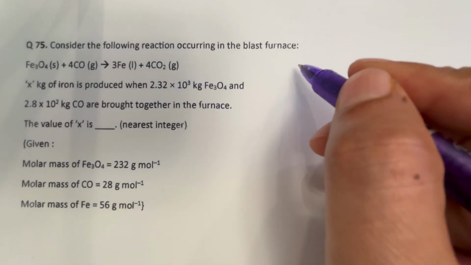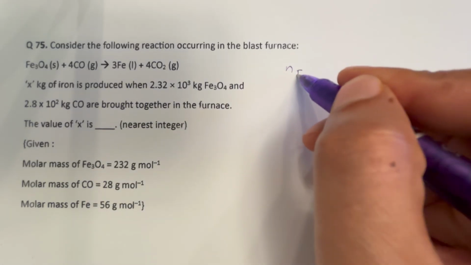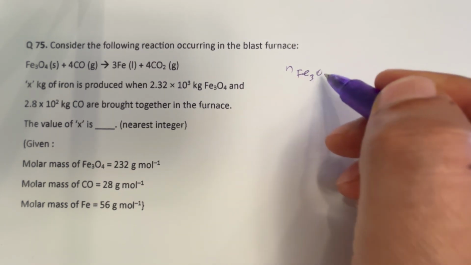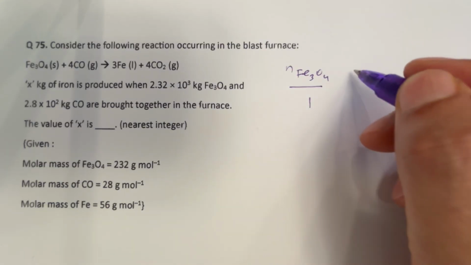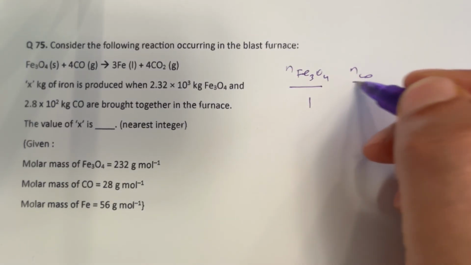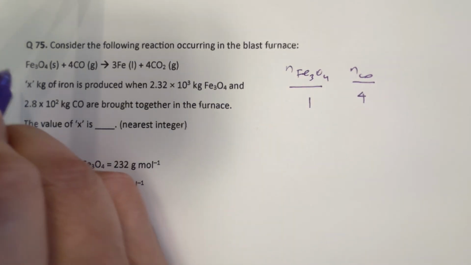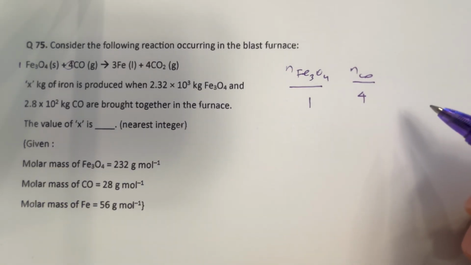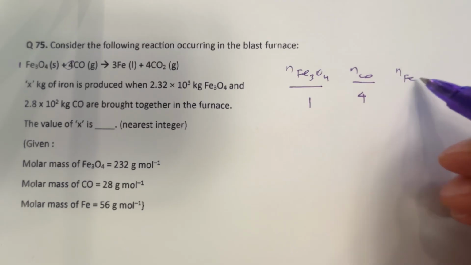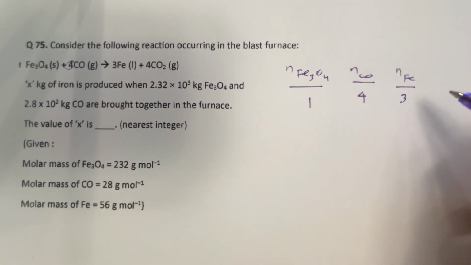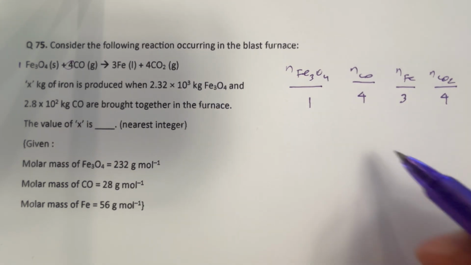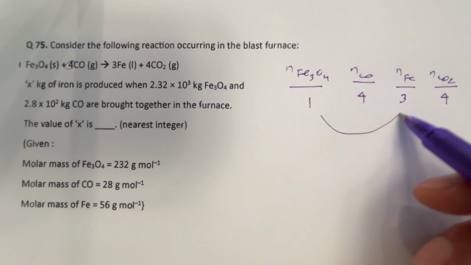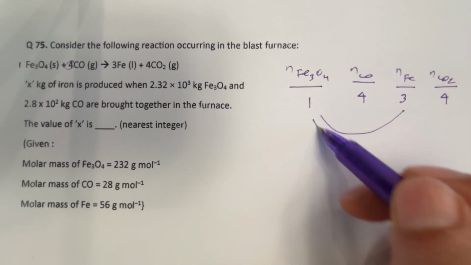Therefore, we can write down the stoichiometric moles this way. Number of moles of Fe3O4 divided by 1 and then number of moles of CO divided by 4. Whatever is the stoichiometric coefficient here, that we need to bring it down. That is how we write the stoichiometric moles. And then number of moles of Fe divided by 3 and then number of moles of CO2 divided by 4. Now, once we find the limiting reagent, we can equate it. Either it could be this or it could be this.